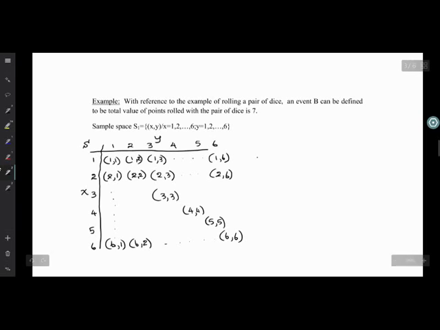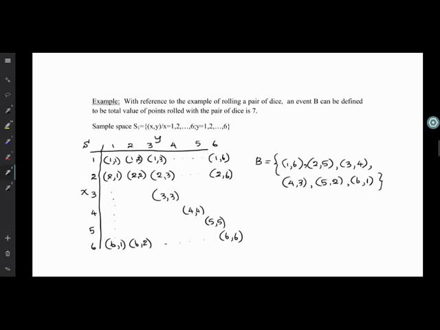Okay, event B is the outcomes where the sum of the two dice is 7. Let's try to find the points or pairs where you end up with the sum as 7. We can have 1, 6, 2, 5, 3, 4, and then 4 from the first, 3 from the second, 5 from the first, 2 from the second, 6 from the first, 1 from the second. So in all these 6 pairs, you will get the sum to be 7.